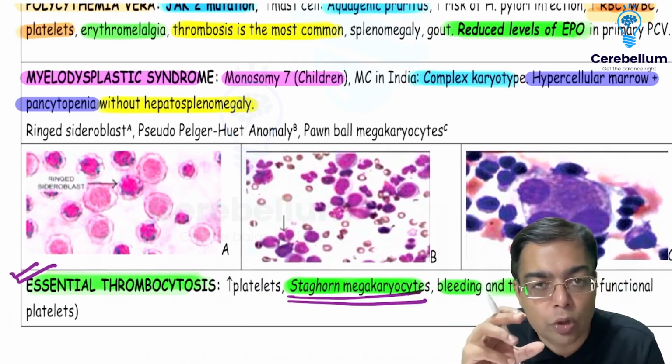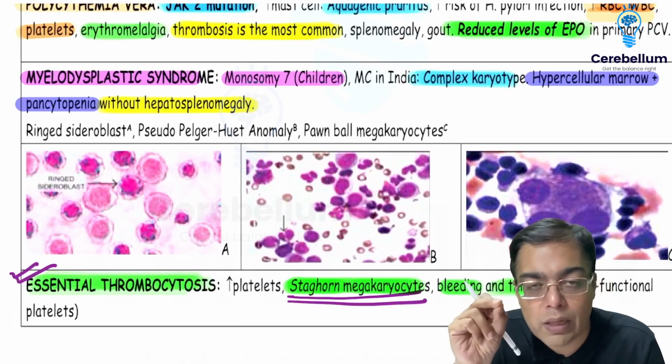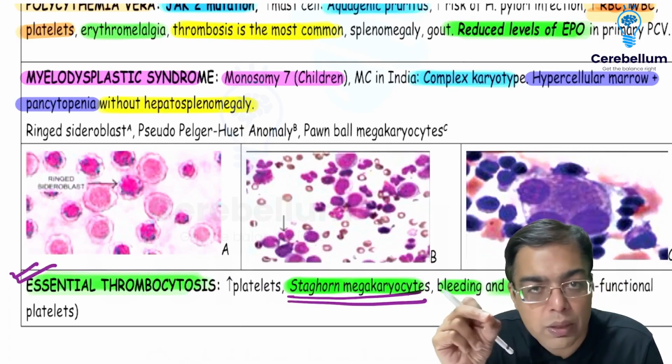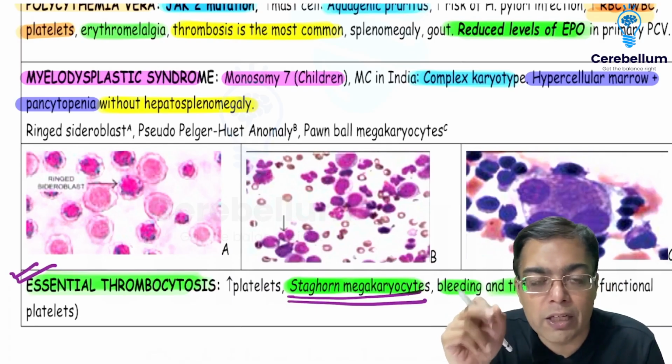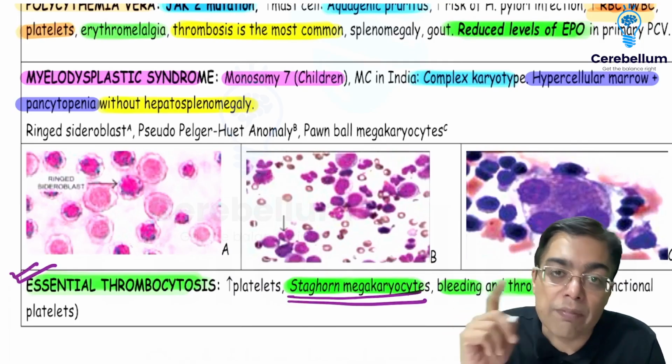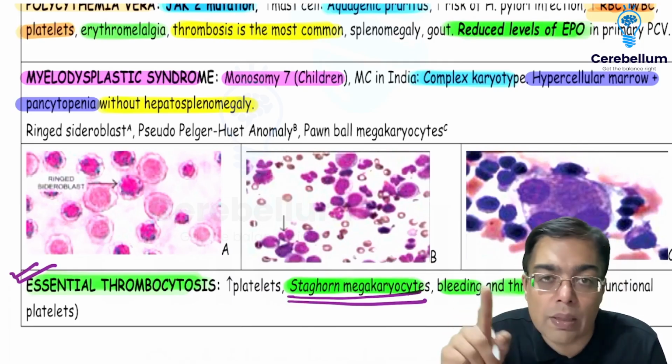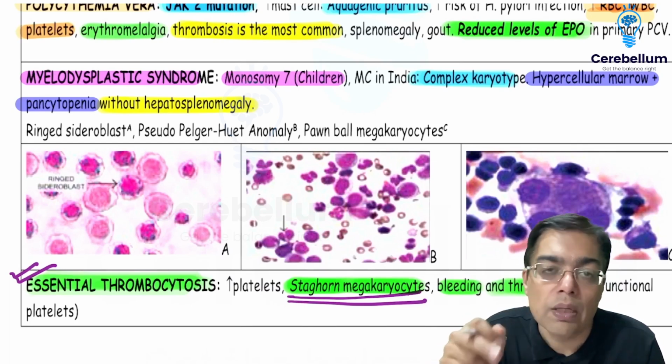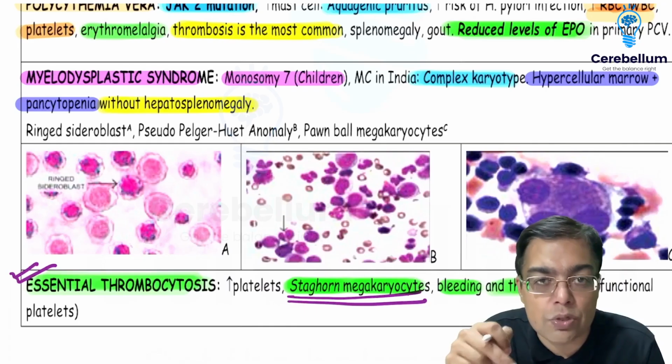So RBCs are abnormal. They contain iron-type granules around the perinuclear area. Therefore, we have a finding called ringed sideroblast. Remember, where did we talk about ringed sideroblast earlier? Sideroblastic anemia. So myelodysplastic syndrome is another condition where we have the presence of ringed sideroblast.